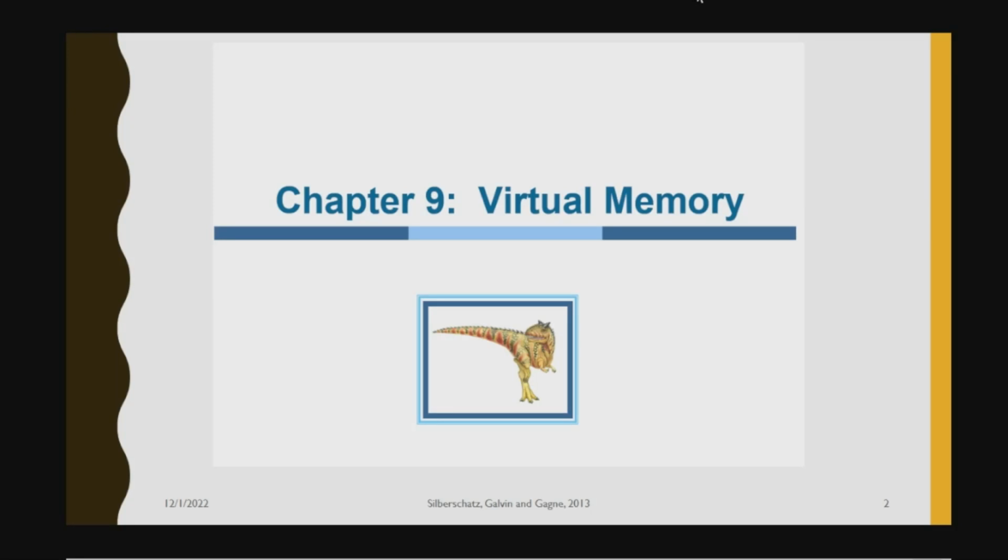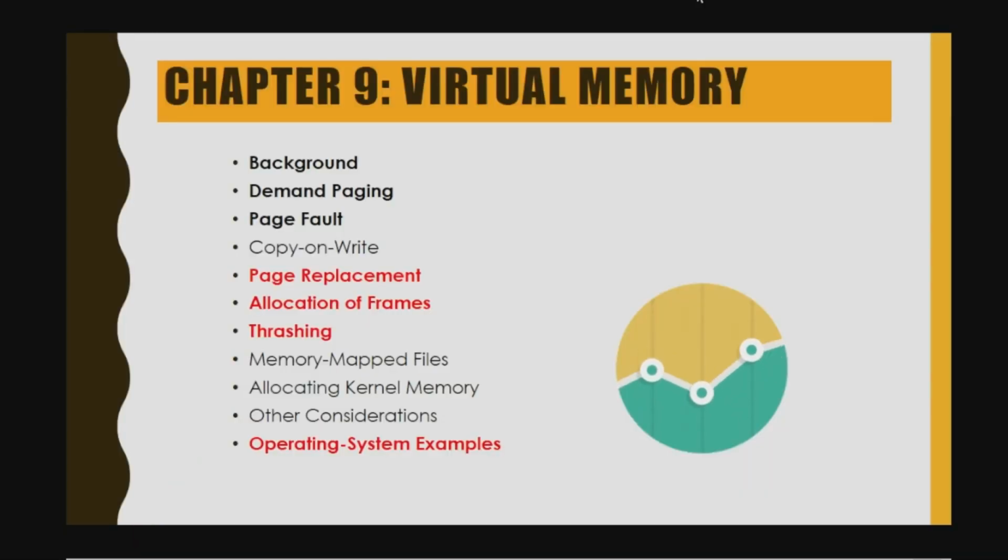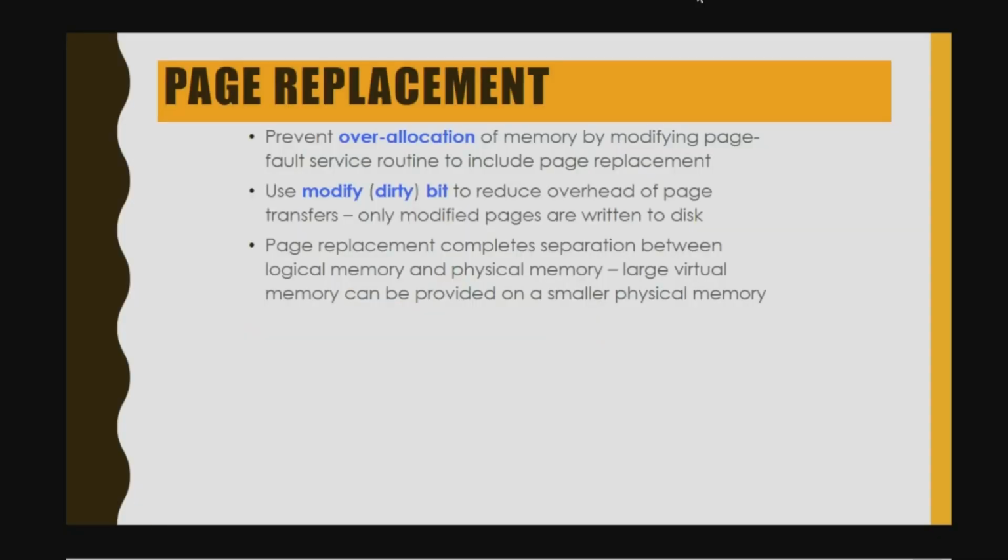So in this video, we'll continue on another part of chapter 9, virtual memory. In the previous video, we already learned about the background, demand paging and page fault regarding virtual memory. Next, for this part, we will continue on page replacement, allocation of frames, thrashing and operating system examples. So first we go for page replacement.